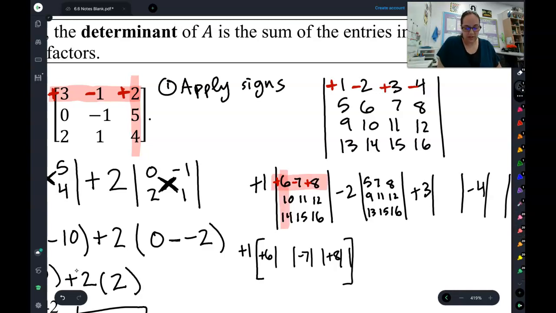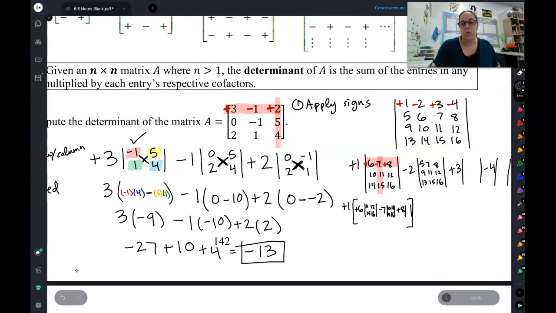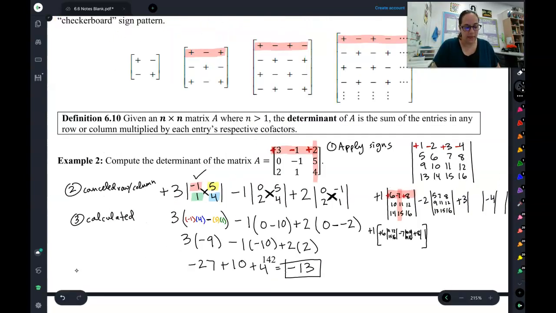Cancel those 6, so we'd get 11, 12, 15, 16. Cancel the next two to get 10, 12, 14, 16. And now that they're down to a 2 by 2, you can do the AD minus BC and calculate all of that for each one. So it's definitely a longer process, but that's how you do it. It's the same process. We're just applying it to steadily bigger and bigger matrices.